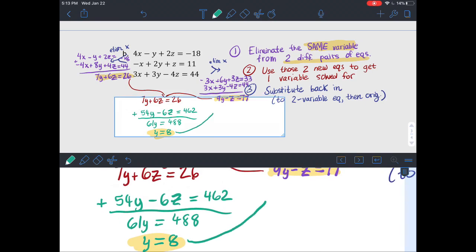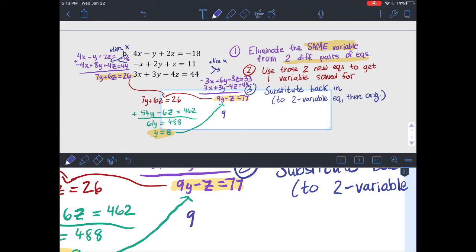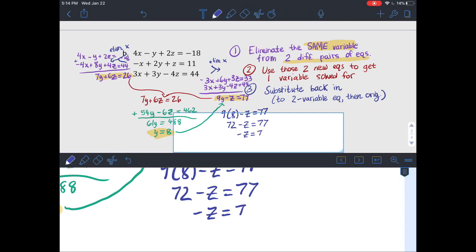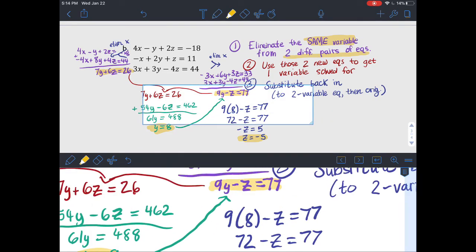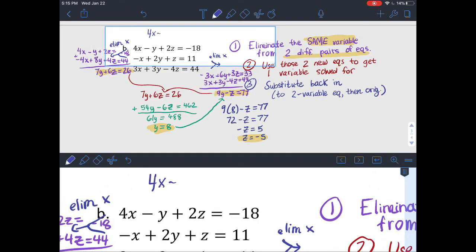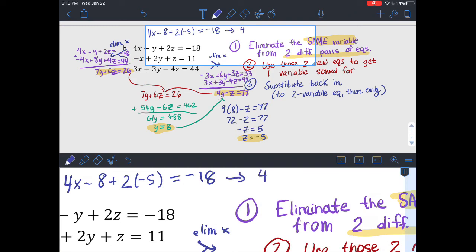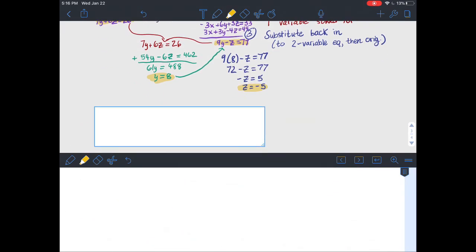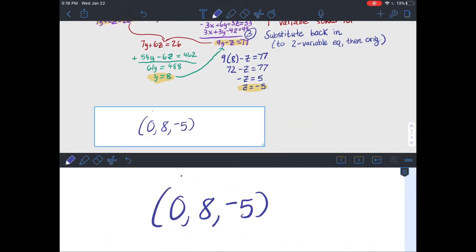Now going back to one of my two equations that only had two variables, doesn't matter which, if I plug in my value for y, I can get z. So I plugged in my value of y equals 8, solved this one, and end up with z equals negative 5. So we're 2/3 of the way there. Now that I have both of those two, go back to any of your original equations. I'm just going to do the top one and plug in both y and z, and we can solve for x. So it's kind of a long process, but be careful, you'll get there. When we're all said and done, you end up with x equals 0. So solution, make sure you write these in order, x, y, z, is 0, 8, negative 5.